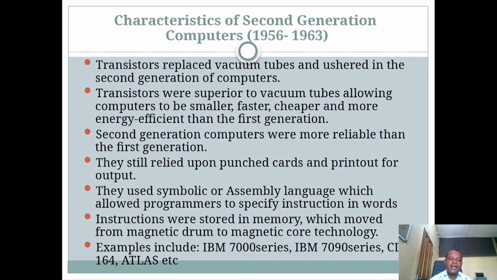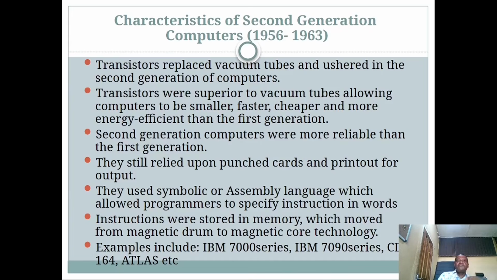Now, the next characteristic is that the second generation computers use symbolic or assembly language, which allowed programmers to specify instructions in words. That means that there was a great deviation. While the first generation computer system relied on machine language, the second generation computers moved slightly away from that, and they made use of assembly language. Though assembly language is still a low-level language, it's easier to program using assembly language than using machine language, because in machine language you can easily make mistakes.